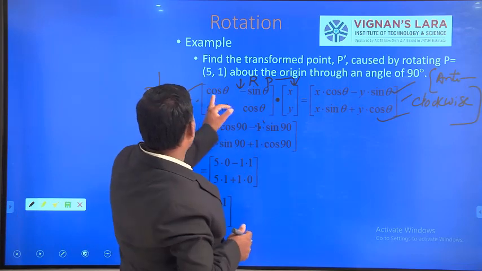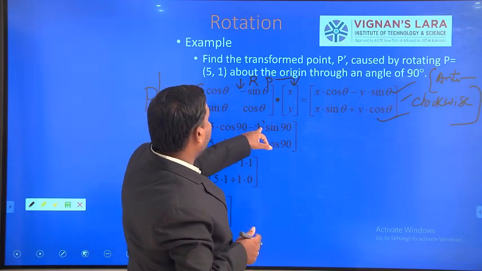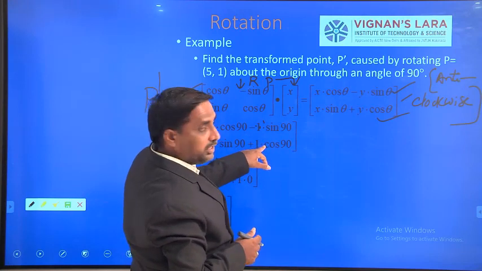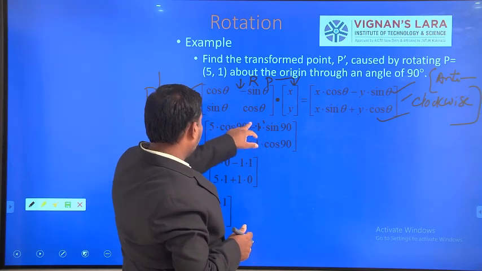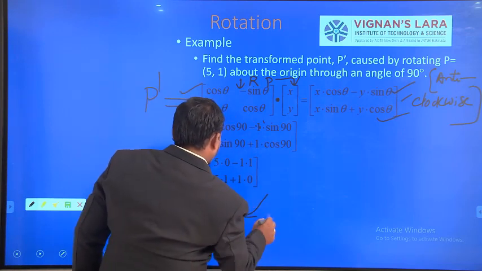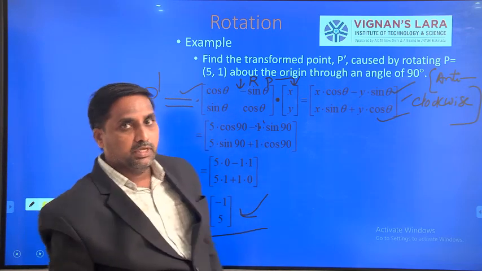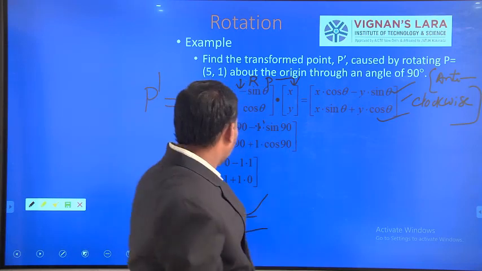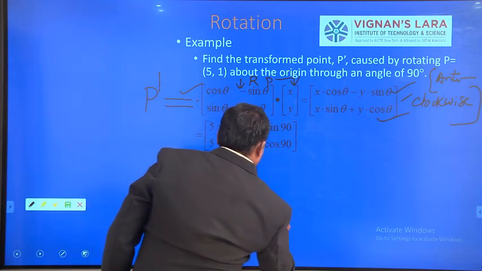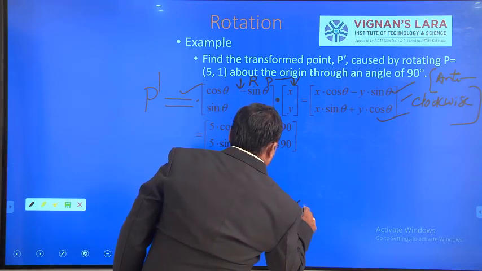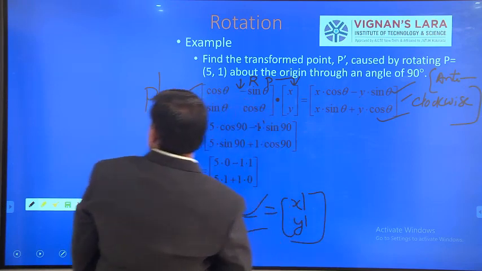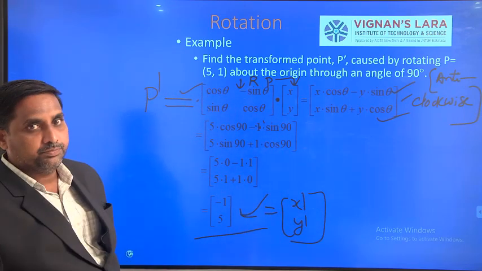X is 5, theta is 90, y is 1, theta is 90, x is 5, theta is 90, and y is 1, theta is 90. Right, minus plus. Just do it, and in the end you will get minus 1 comma 5, that is the final position of the point P, that is P dash. P dash is equal to minus 1, which is x dash, and 5, which is y dash, after completion of the rotation.